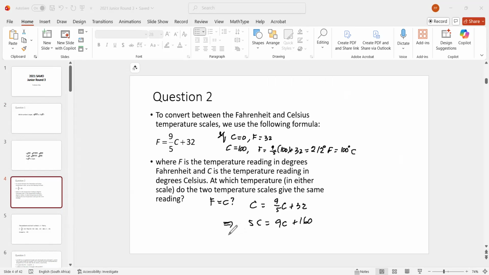And therefore, you get that 5C minus 9C is equal to 160. And that gives you minus 4C is 160 degrees. So it's minus 40 degrees. Now that's a very cold temperature. Okay, so at minus 40 degrees, both these different scales will read the same. It'll be the same number. So that's the answer to that question.